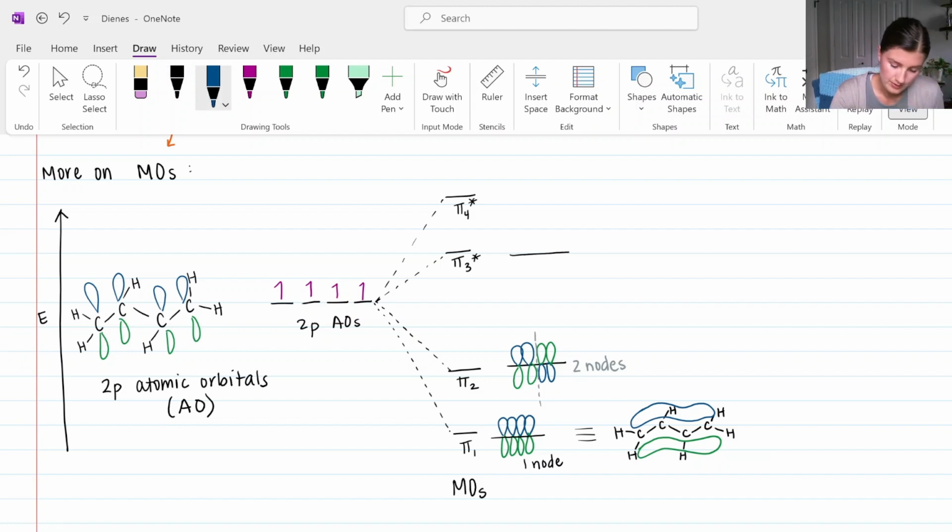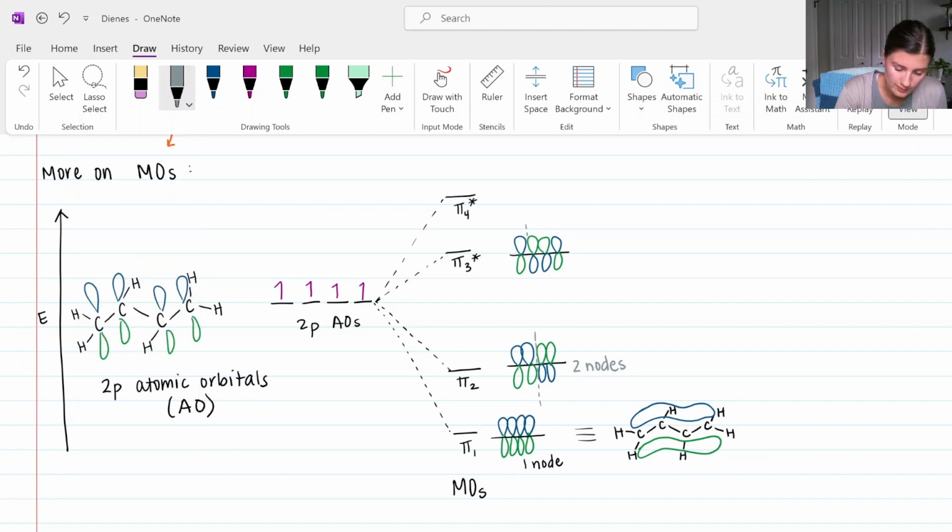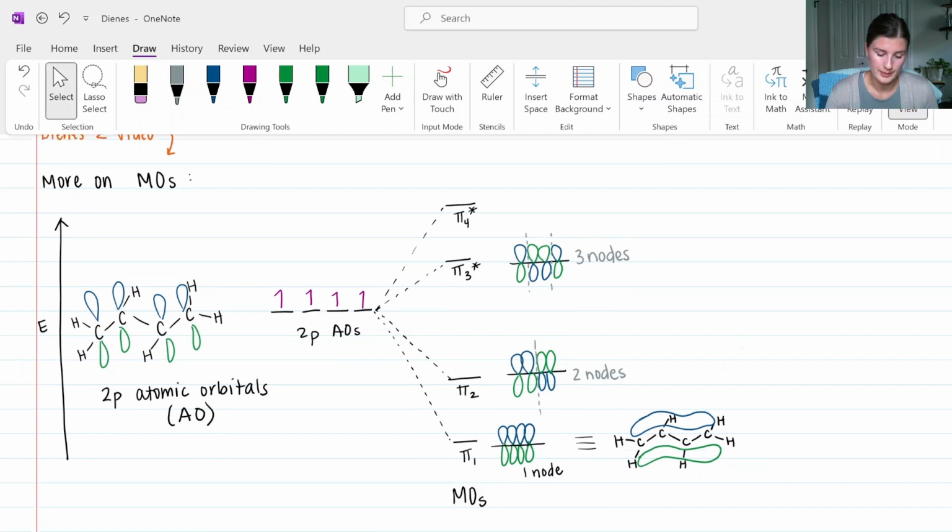when we have the 2 p orbitals in the center overlap with each other, but do not overlap with the p orbitals on the outside. So we have the same node through the center horizontal, and then we have an additional node here and an additional node here. So in this pi 3, we have 3 nodes. So that's even higher energy than pi 2.